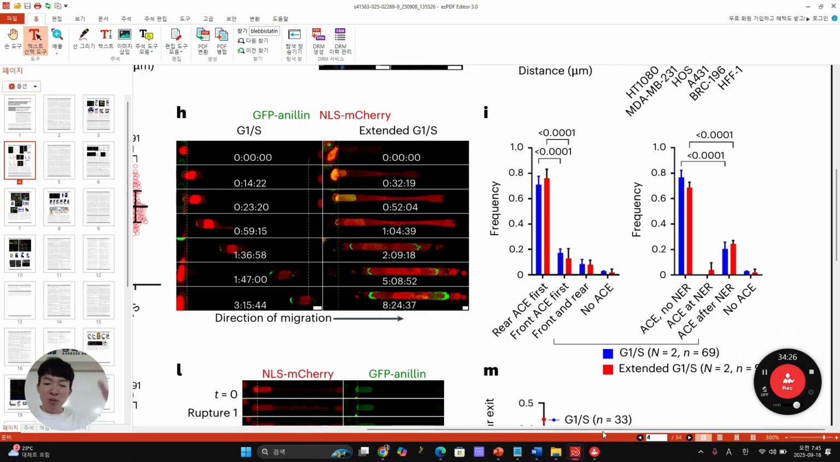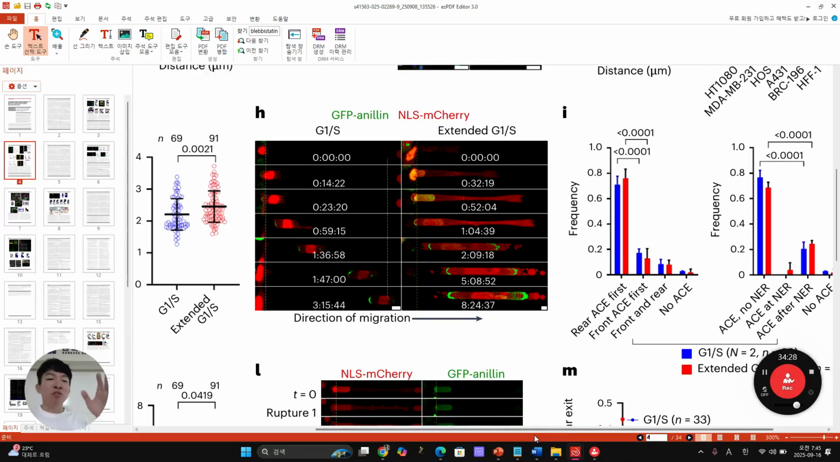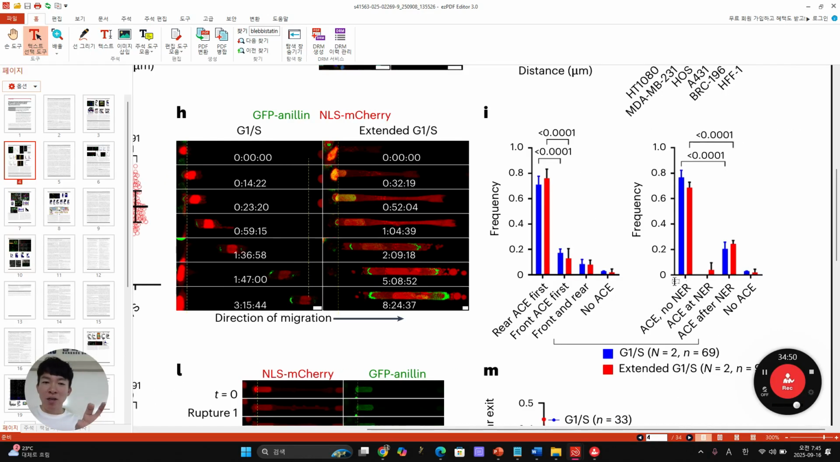From the previous experiment, they found that in confined space, anilin is detected at the back side and front side. We want to know where it is coming from, right? This is our basic question. For answering that, probably this anilin could be coming from the original nucleus.